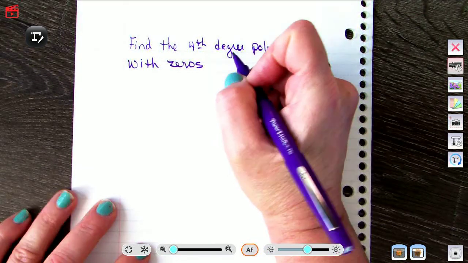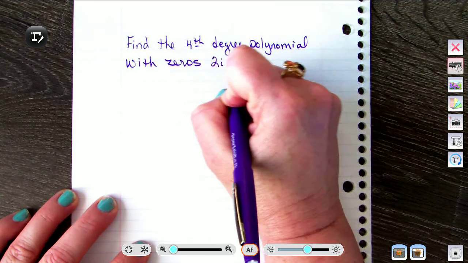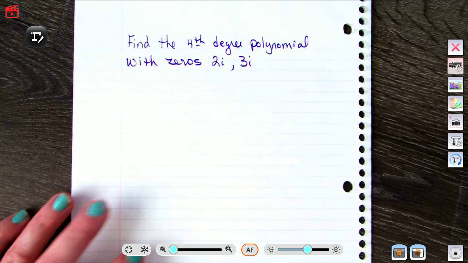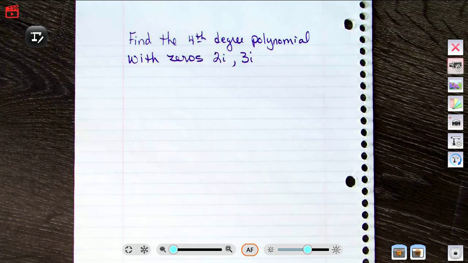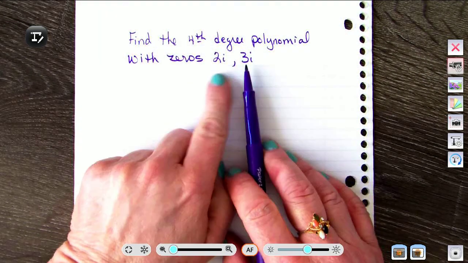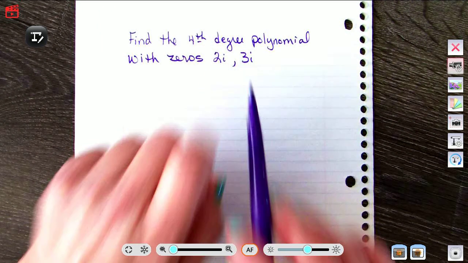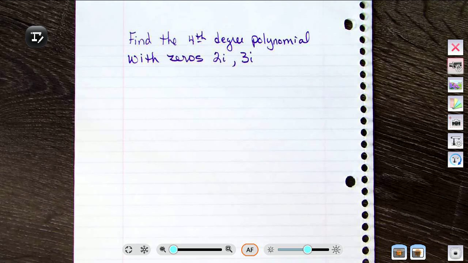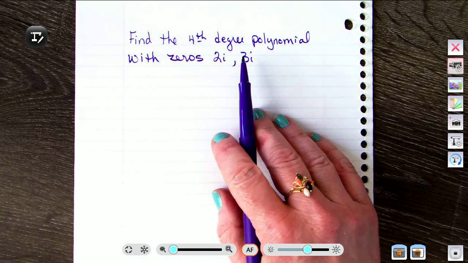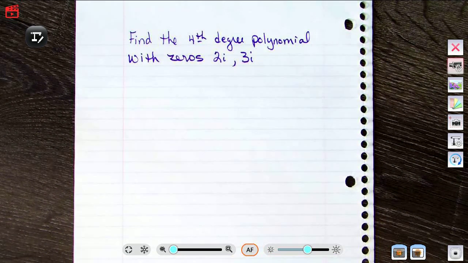So with zeros, and this one I'm just going to say 2i and 3i. So those are my zeros. And I need a 4th degree polynomial. But I've only been given 2 of the zeros. But if I have 2 complex zeros, I automatically know two more.